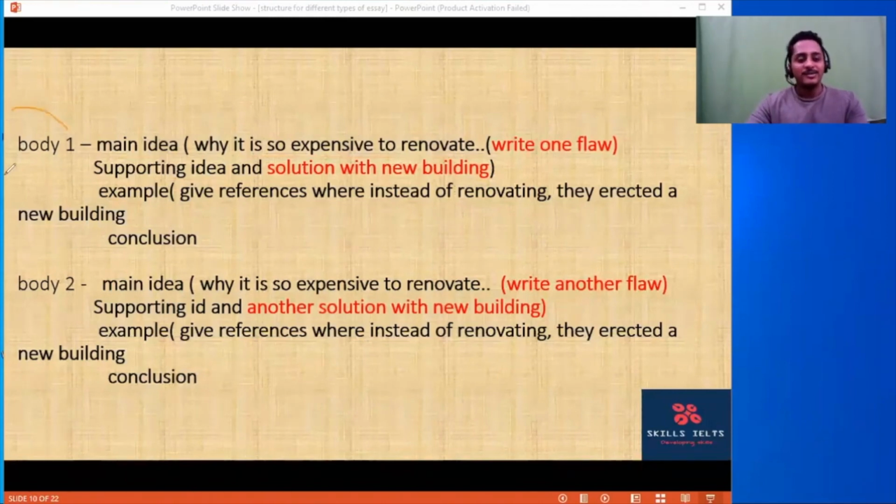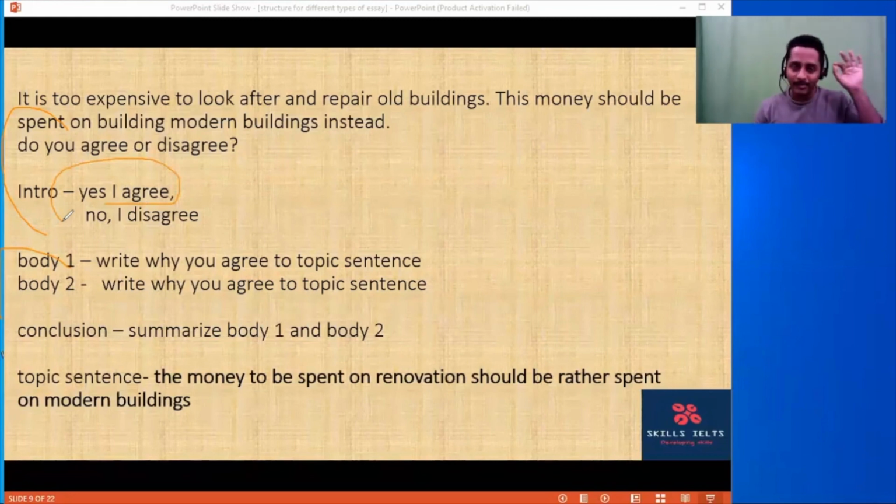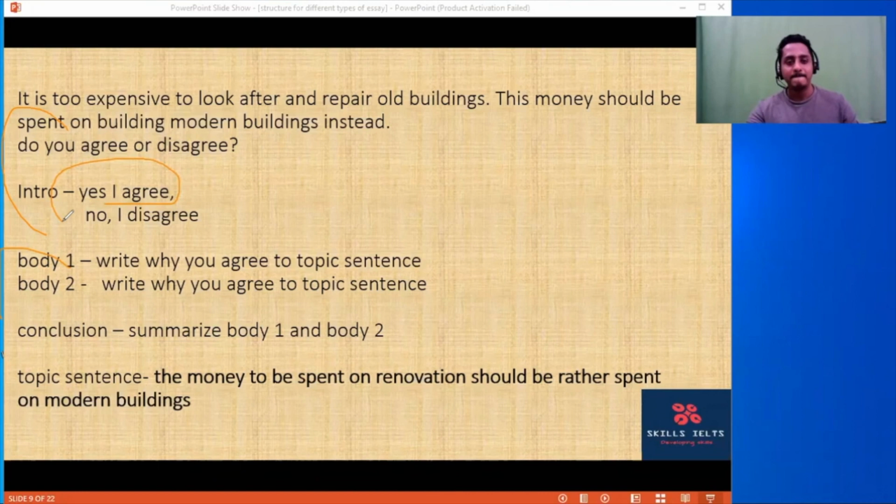Okay, Nakul, body 1 is so easy. How to write body 2? Write another flaw. Is it getting through? You have to agree. If you say in the first paragraph, yes, I agree, then in the third paragraph you cannot write some other nonsense. You have to say why you agree only. Hope you are getting it.